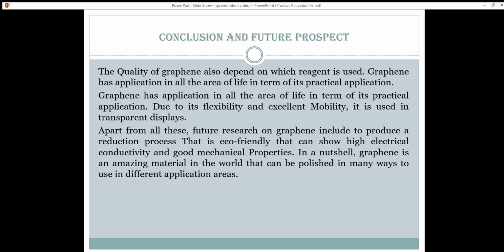Apart from all these, future research on graphene includes producing an eco-friendly reduction process that can show high electrical conductivity and good mechanical properties. So in a nutshell, graphene is an amazing material in the world that can be processed in many ways to use in different application areas.